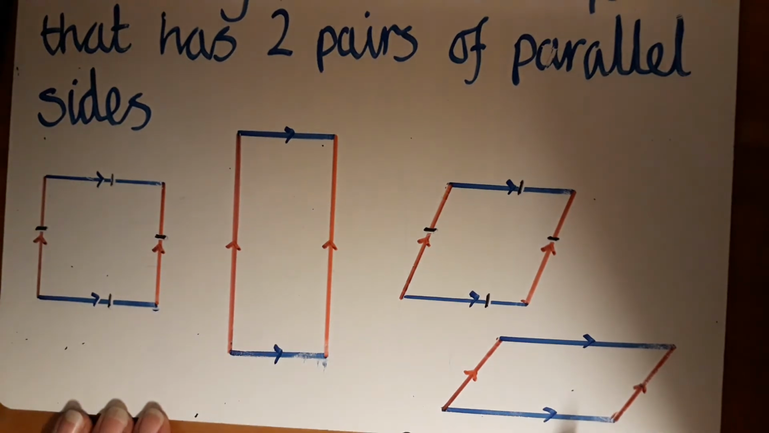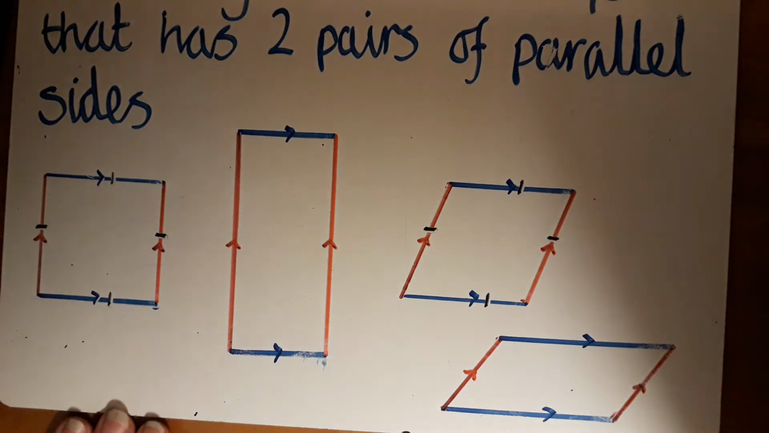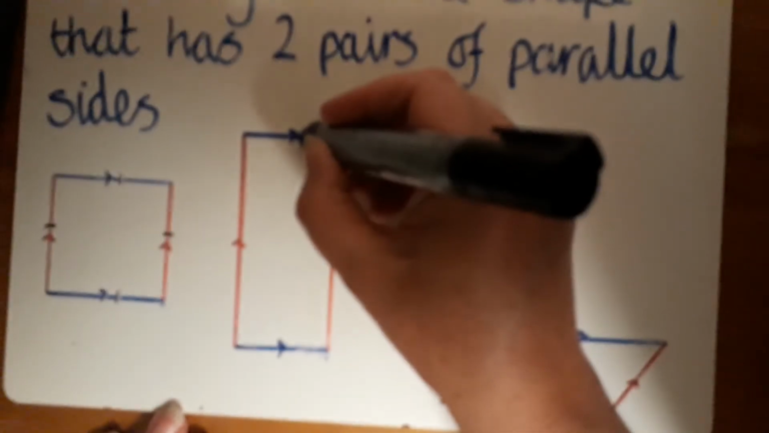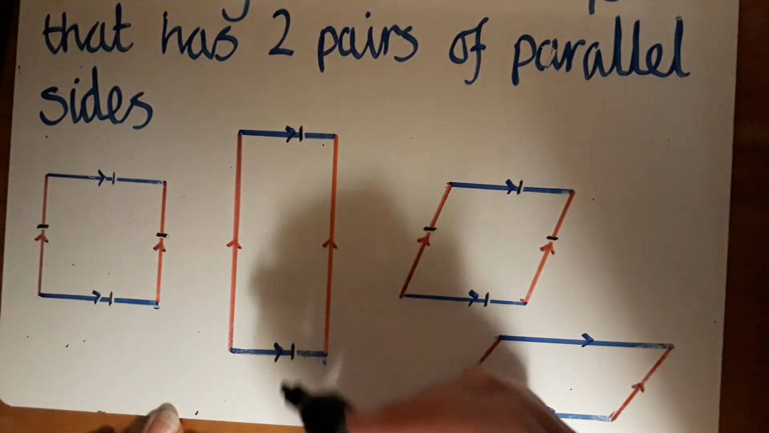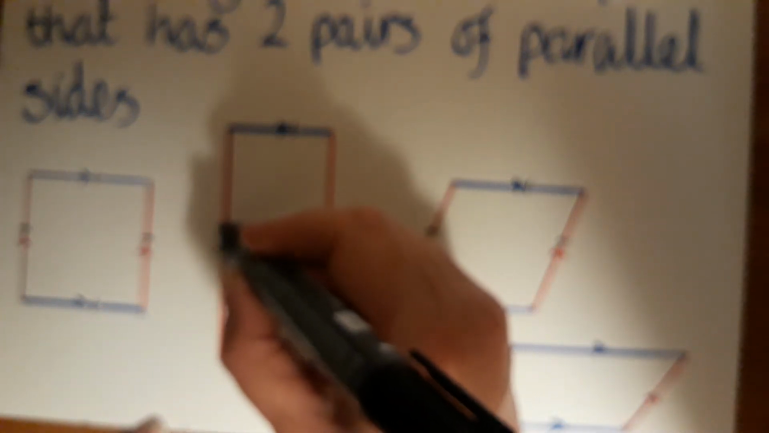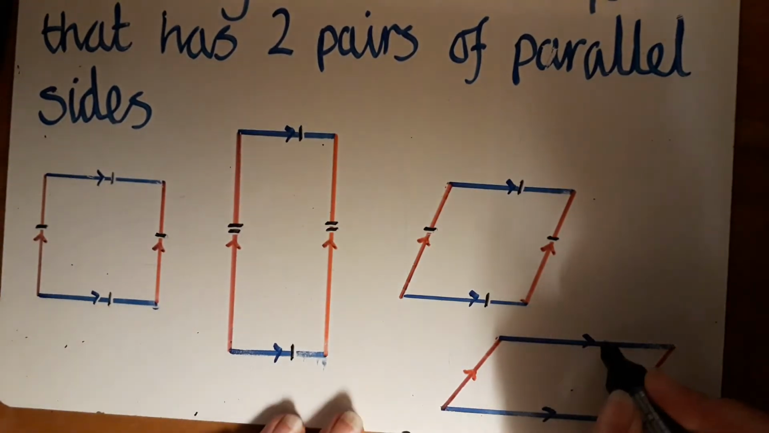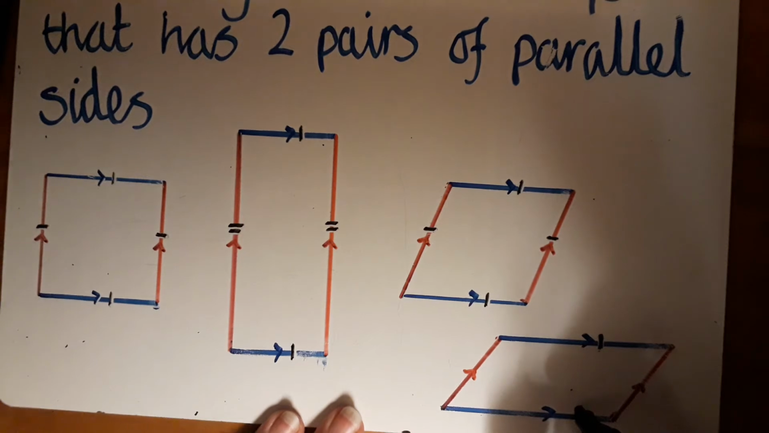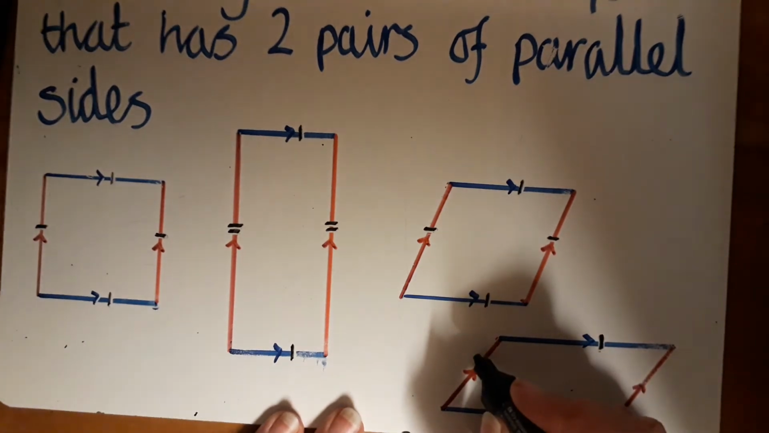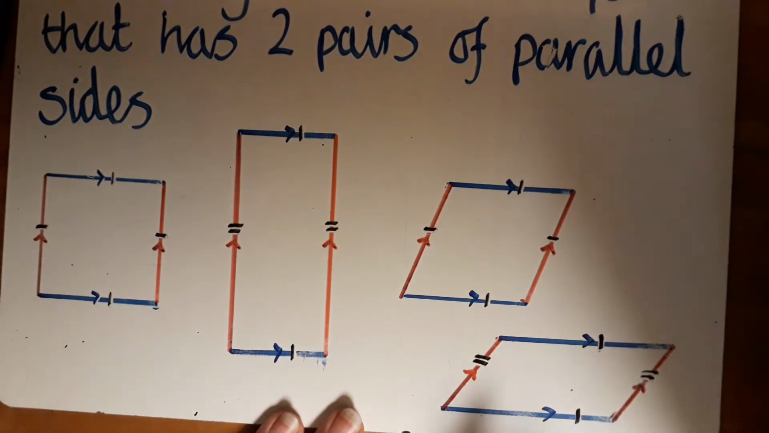Okay, but in these two, this one and this one, you can see they are not the same length. So that one and that one are the same, and then I put two lines on this side and two lines on that side to show that they are the same, and that one and that one are the same, and then I put two little lines on that side and two little lines on that side to show that they're the same length. Okay.